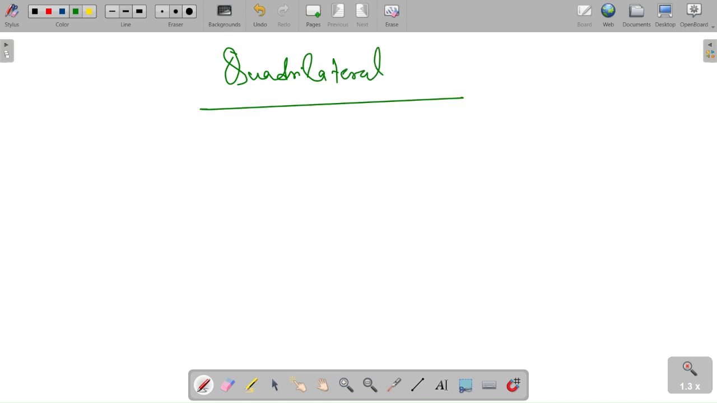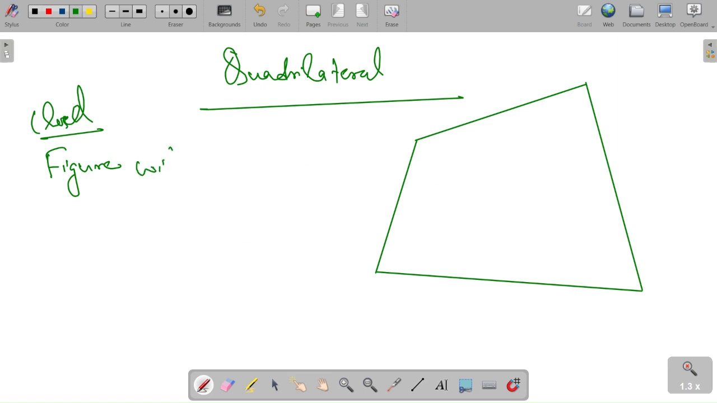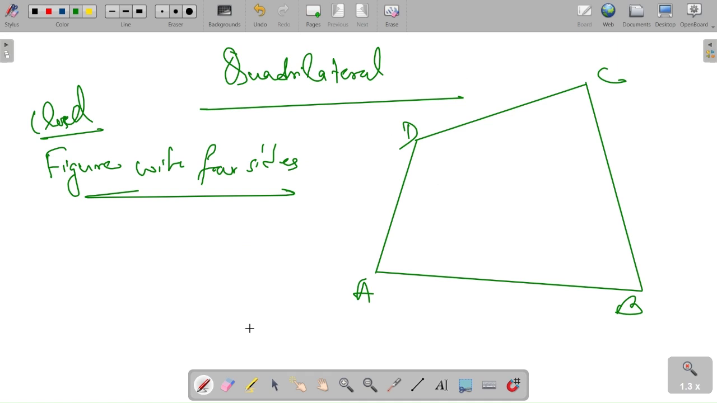So what is a quadrilateral? Anushka, do you know what a quadrilateral is? A figure with four sides. Rather, a closed figure with four sides. Now, see, we have A, B, C and D. Now again, this is a planar figure. It covers some area. It's a 2D figure.